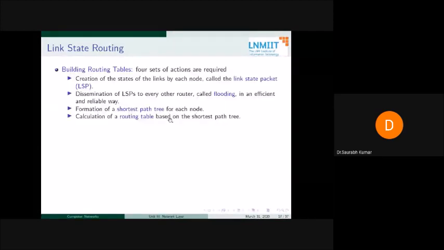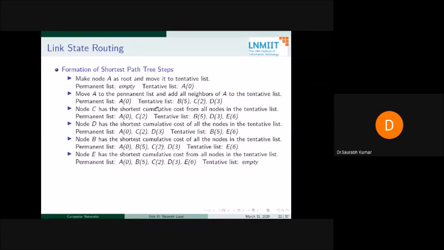Okay. So A is again moved to the permanent list, and we have in the tentative list B. From A to B, while traversing, you will use the cost 5. From A to C it is 2, and from A to D it is 3.